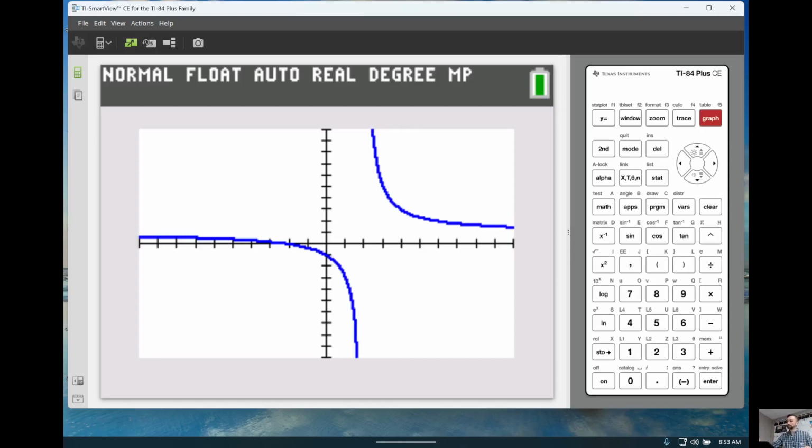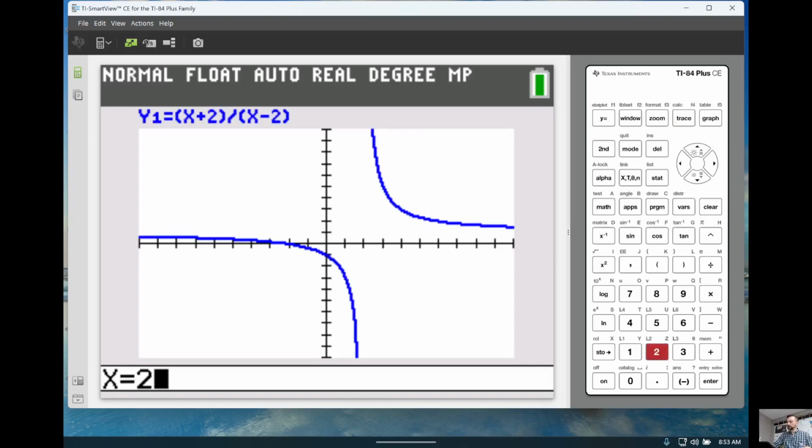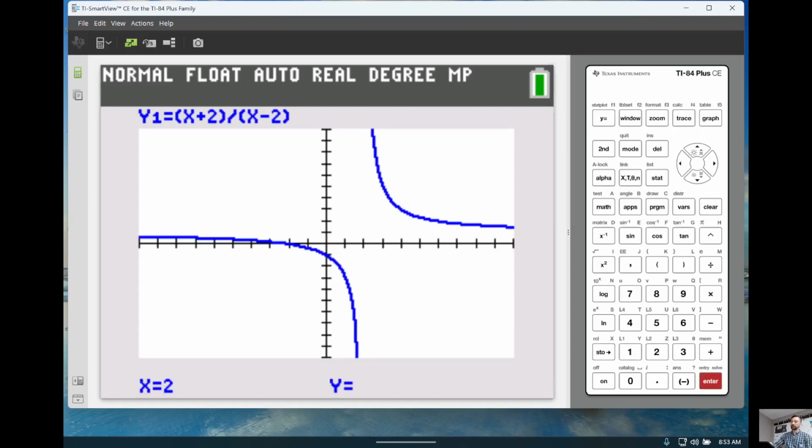So as x approaches 2, hit trace 2, enter to jump to that point in the graph. When x equals 2, y doesn't exist. That means the point doesn't exist. That doesn't necessarily mean the limit doesn't exist.